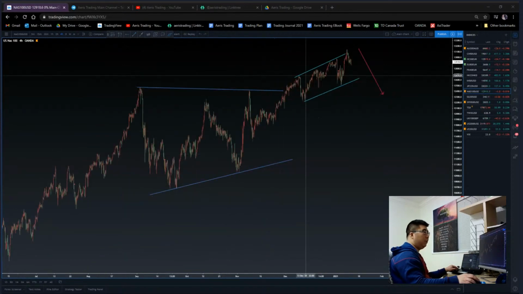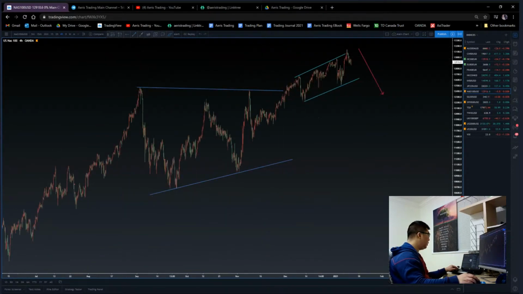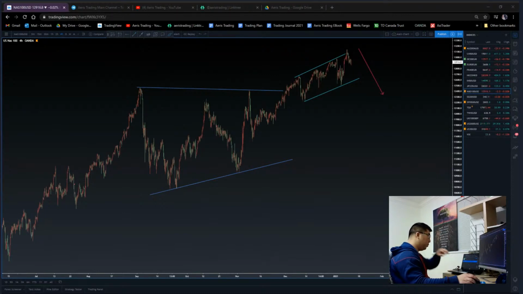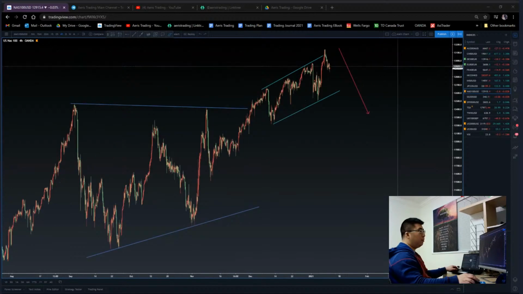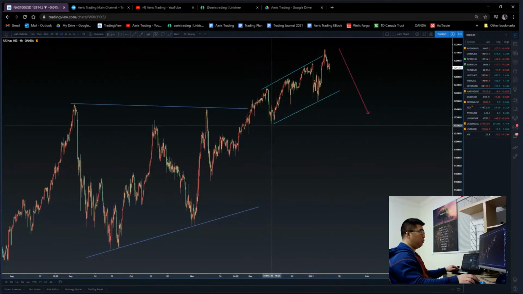Let me finish up all the indices here. So US 30, sorry, Nasdaq. I don't know why I say US 30. Nasdaq here. Very similar approach to S&P and Dow Jones. We're in this kind of ascending structure now, so we're correcting in this fashion.